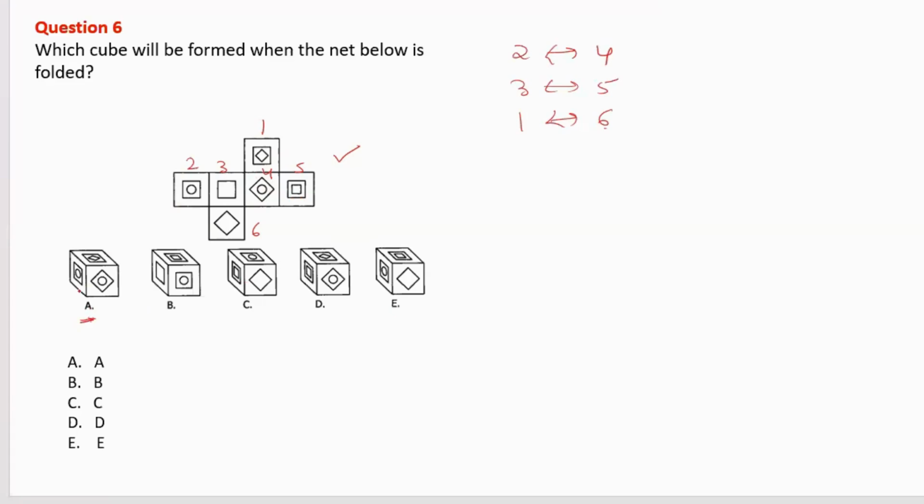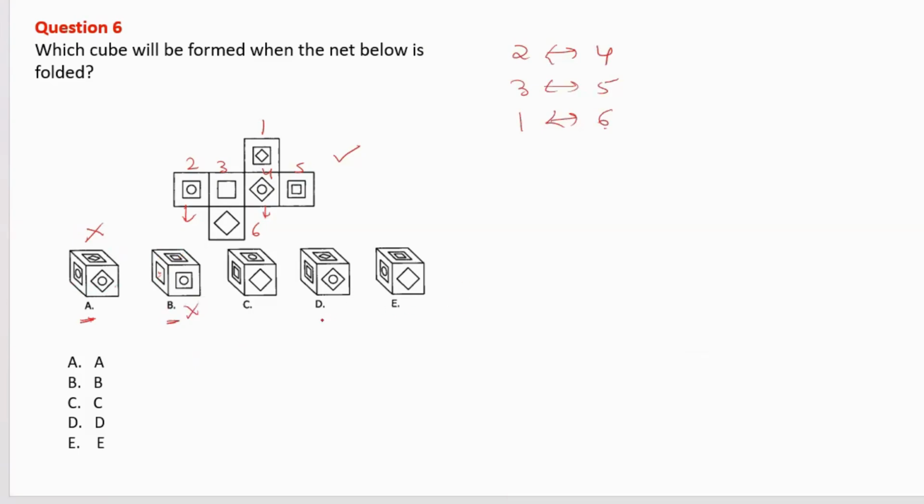This is not possible. Why? If you see 2 and 4, this figure, square with circle and this with circle, they can't be adjacent because they are opposite to each other. So I'm not supposed to take it, right? Now, same thing I am checking in B. So in B, if I see this and the opposite of that is 5, they are adjacent. So obviously this can't be possible.